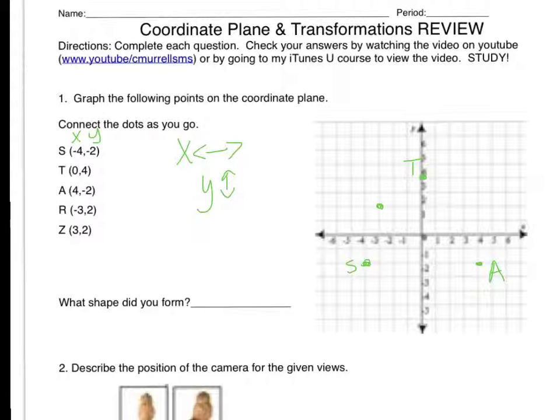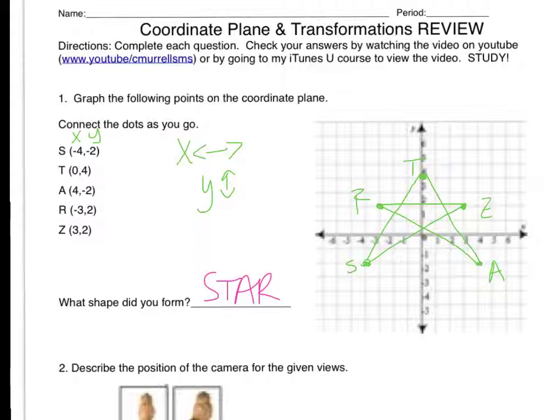I was supposed to be connecting these dots as we go, so I was supposed to go here to here, here to here, here to here, and then for Z, it is +3, +2, so I would go right here, and there we go. I didn't tell you to connect back to the front, but if you did connect back to the first one, what shape did we form? We formed a star.